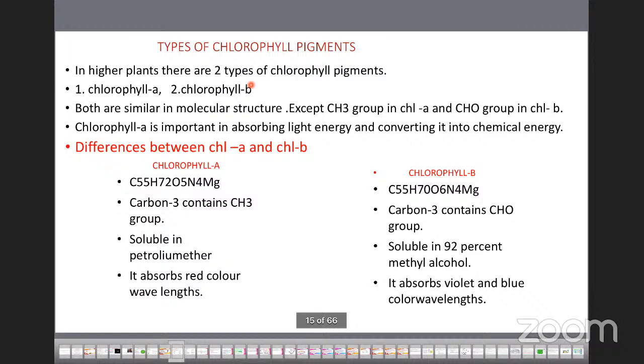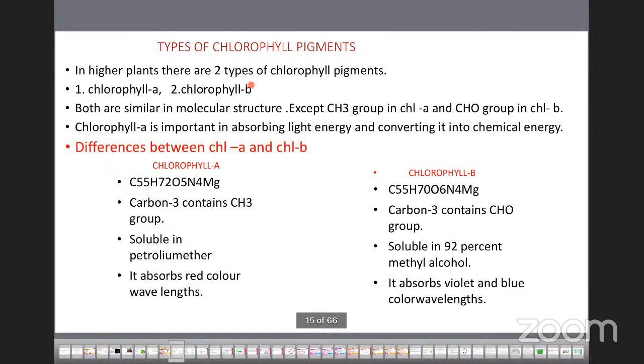Of both of these, chlorophyll A and B, chlorophyll A has much more importance. Why? Because during photosynthesis, it helps in absorbing the light energy and converting it into chemical energy. That's why chlorophyll A is the most important pigment. Then next, there is a difference: differences between chlorophyll A and B are given in a tabular form.